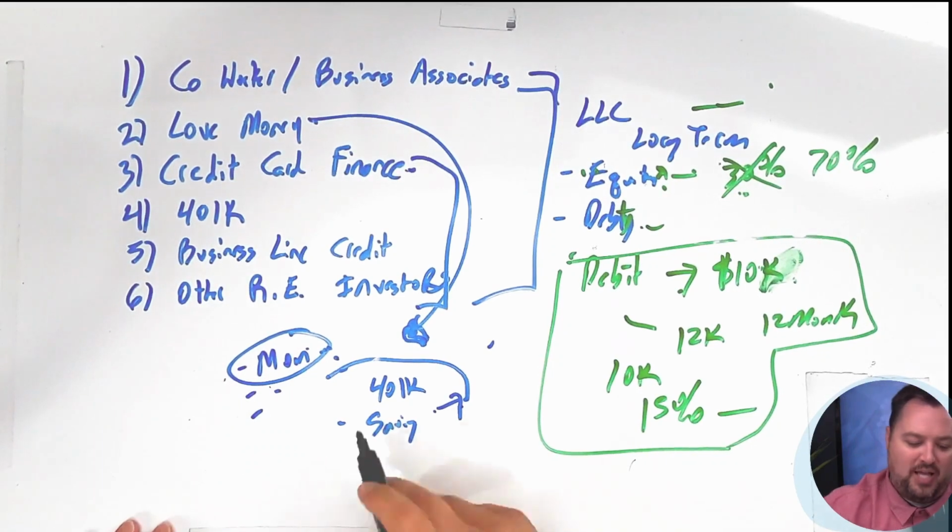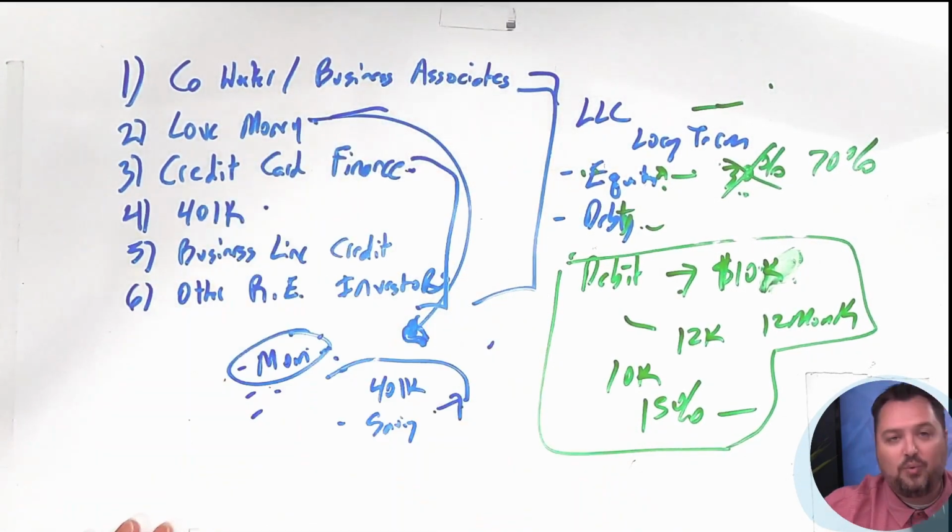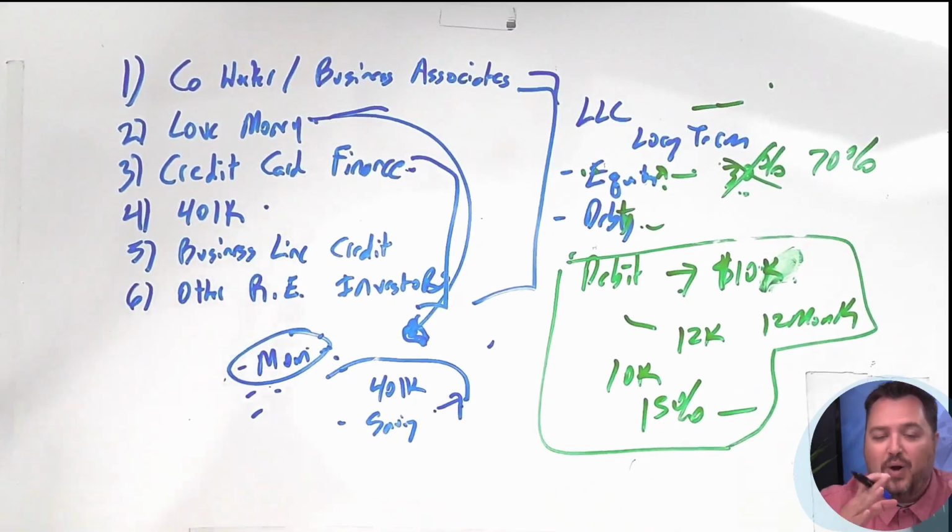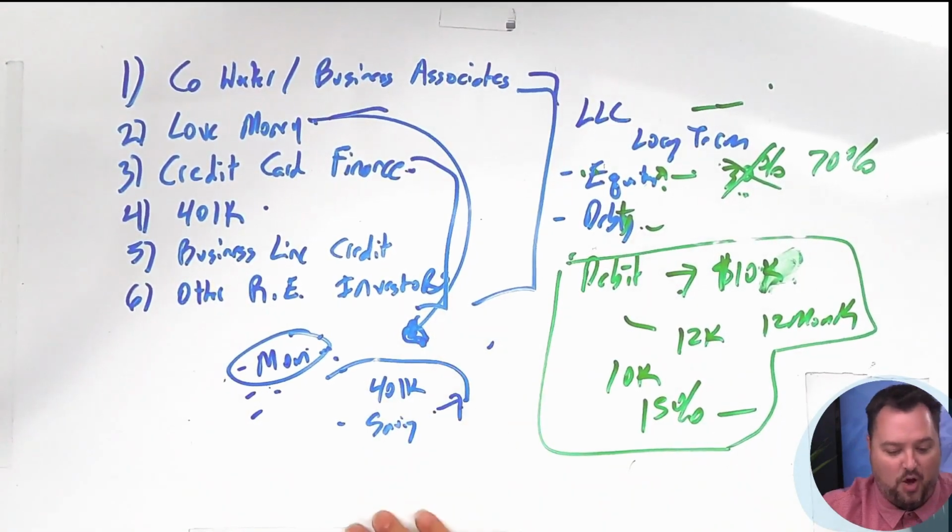You may not have a 401k, but you might have someone that loves you that has a 401k, and they would roll that money into a self-directed, and you could use that for real estate. We can help them out.